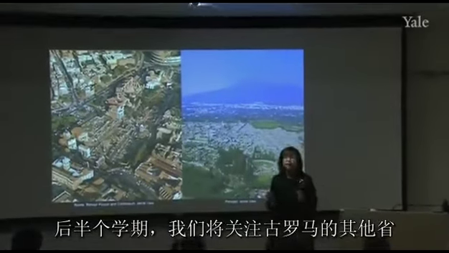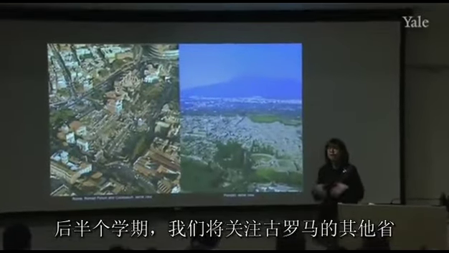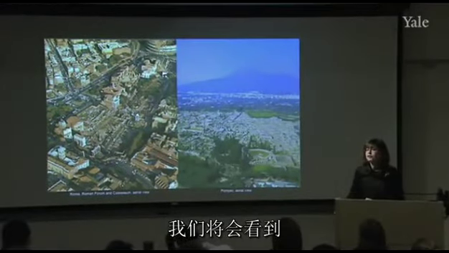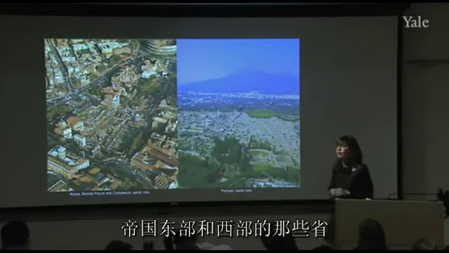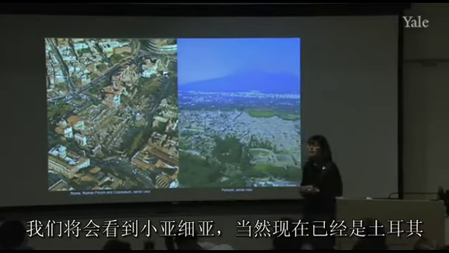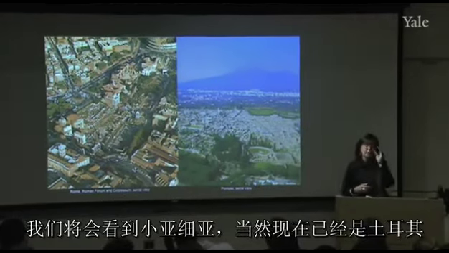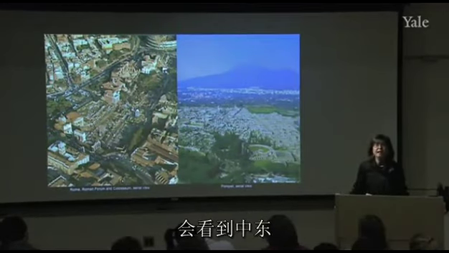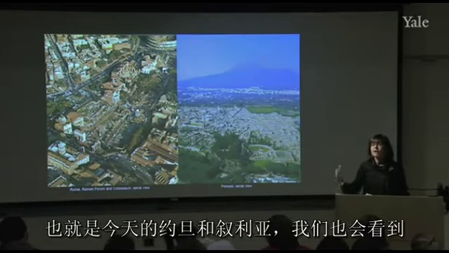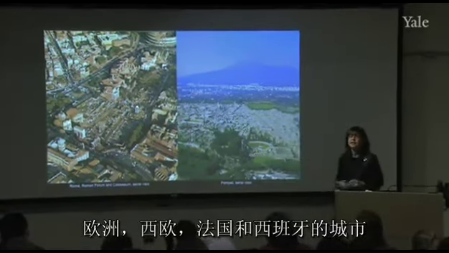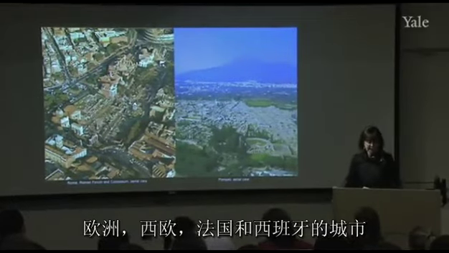The second half of the semester, we are going to be going out into the Roman provinces. We're going to look at the provinces both in the eastern and the western part of the empire. And that will take us to Roman Greece. It will take us to Asia Minor, which of course is modern Turkey. It will take us to North Africa. It will take us to the Middle East, in what's now Jordan and Syria, and it will also take us to Western Europe, to cities in France and to cities in Spain.